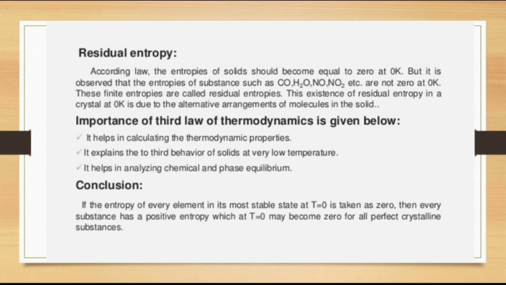It means the entropy of any pure crystalline substance at 0 Kelvin will be 0, but this is not so for CO, H2O, NO and NO2 at 0 Kelvin, and this entropy is called residual entropy. The existence of residual entropy in a crystal at 0 Kelvin is due to the alternative arrangements of the molecules in the solid. And now we will see the importance of the third law of thermodynamics.